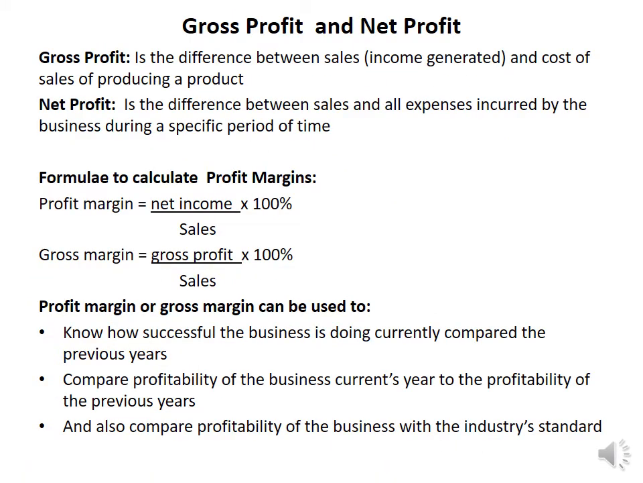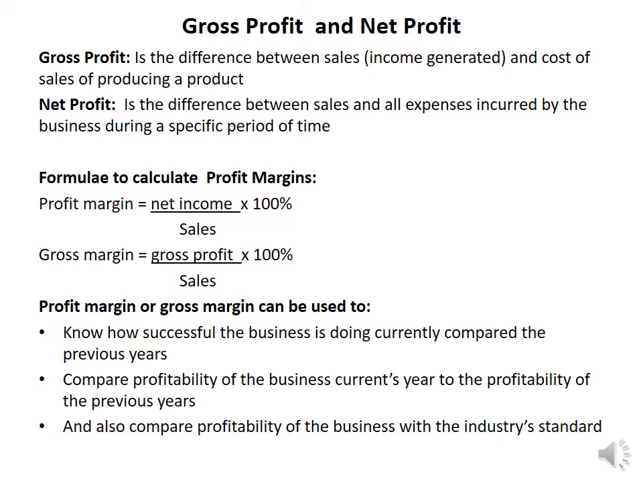Gross profit and net profit. What is gross profit and what is net profit? In the business environment, the difference between the sales or income generated by the business and the cost of sales of producing a product is called gross profit. The difference between the sales and the cost of sales of producing a product is called the gross profit.